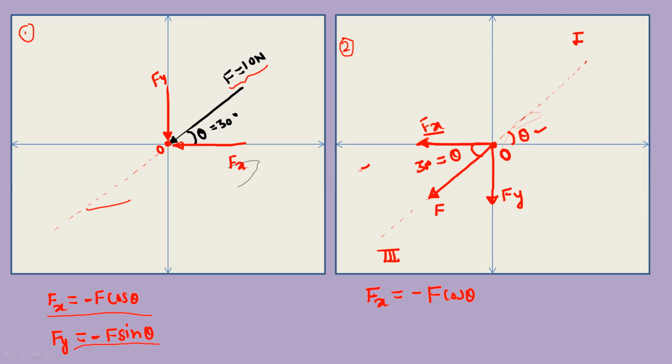Now show the vector like this. So this is your fx and this is the fy. Okay. So fx is F cos theta and negative because negative x-axis. Fy is minus F sin theta, and it is negative because it is negative y direction. Okay. So this is minus 10 cos 30, and this is minus 10 sin 30.